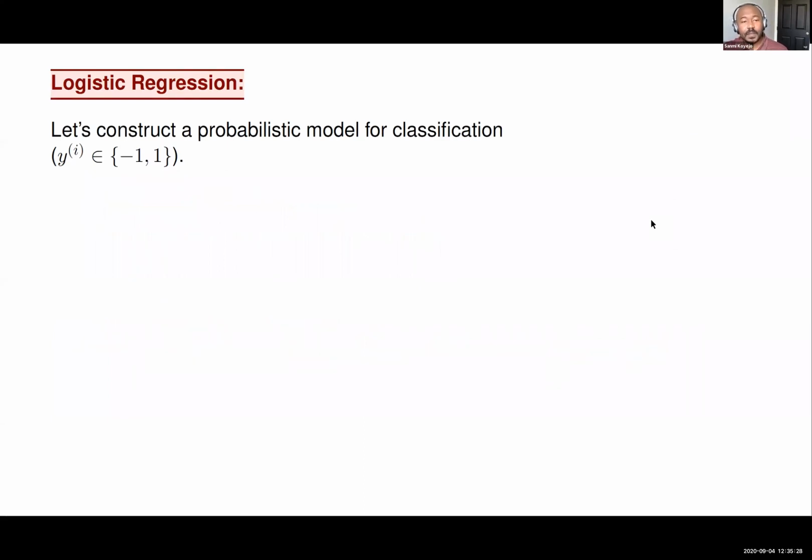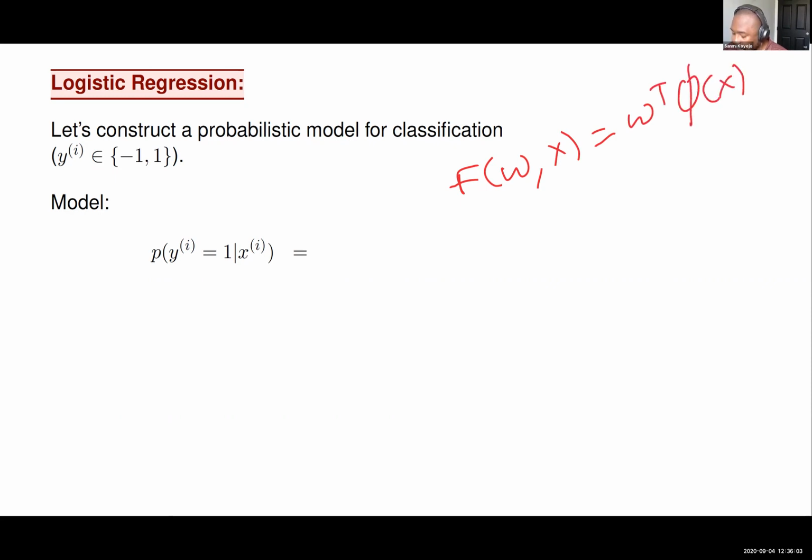Okay, so we talked about describing or constructing probabilistic models for classification. And as you recall, the label can only take two possible choices. So we said we'd come up with a model that works well when your output can only take two possible choices. And what we decided was that we would take our prediction from whatever model. In this case, we're dealing with linear models, right? So we have f of w and x, which we just had as w transpose phi of x, some feature function.